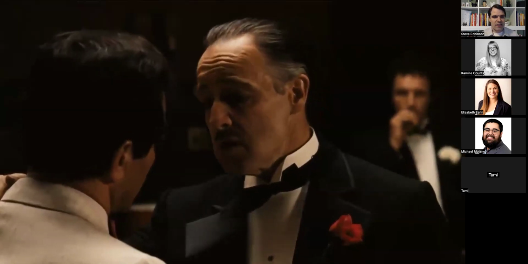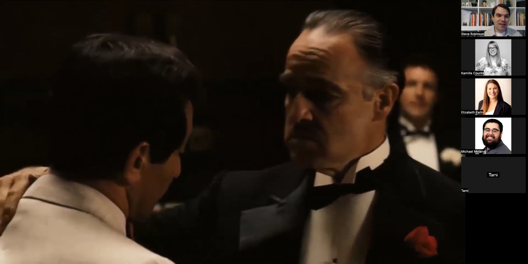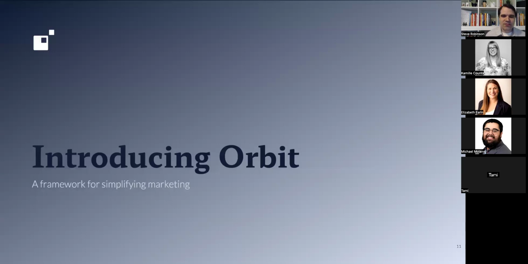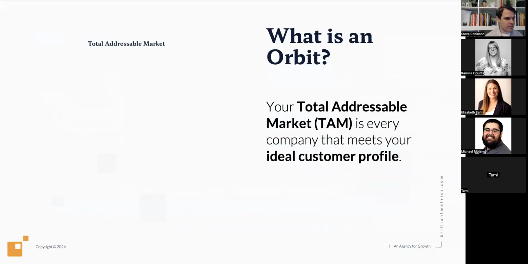To do that, you need to make an offer they can't refuse. So let's dig into the Orbit framework and explain how that actually helps do that. The Orbit framework is pretty simple. We start with your total addressable market.